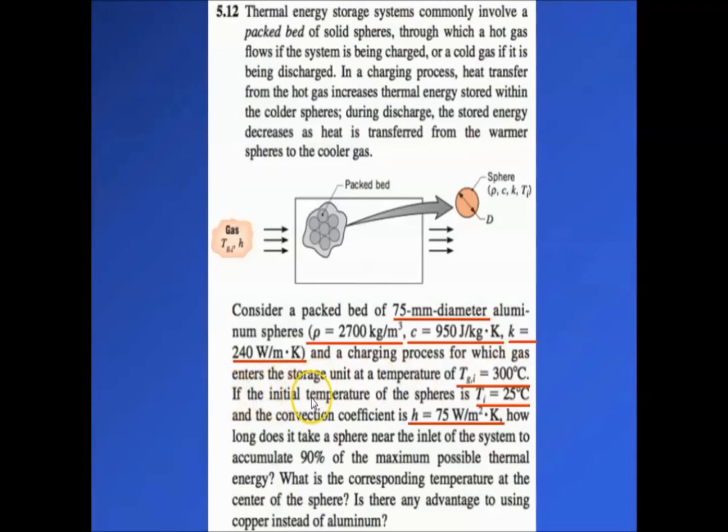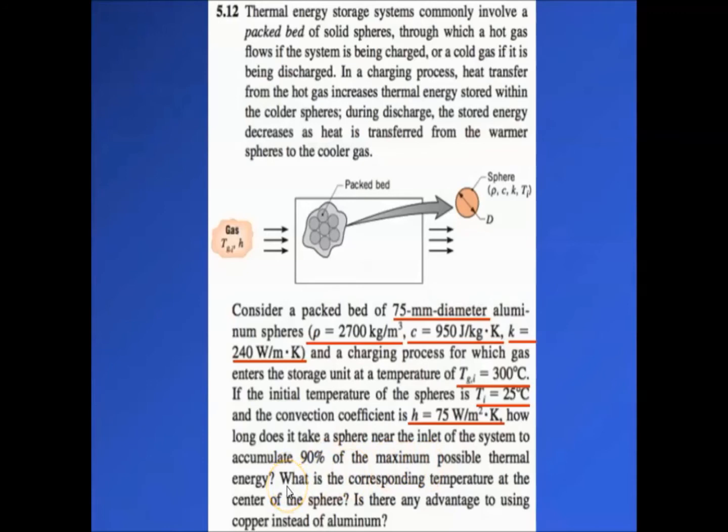So next it says, if the initial temperature of the spheres is T sub i equal to 25 degrees Celsius and the convection coefficient is h equal to 75 watts per meter squared times Kelvin, how long does it take a sphere near the inlet of the system to accumulate 90% of the maximum possible thermal energy?